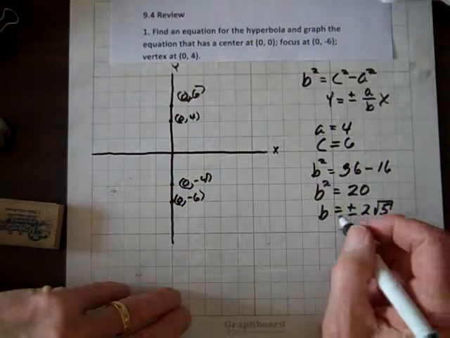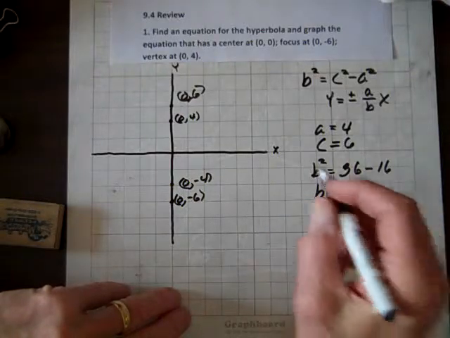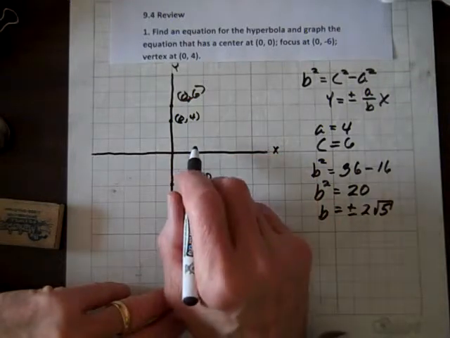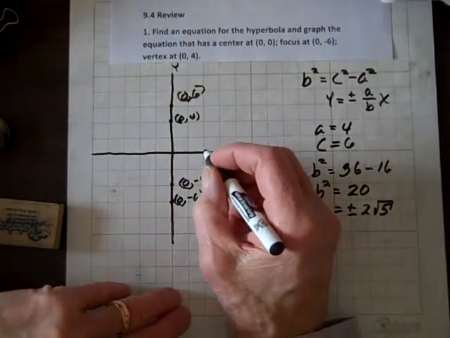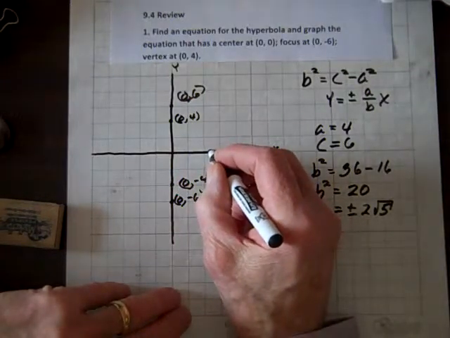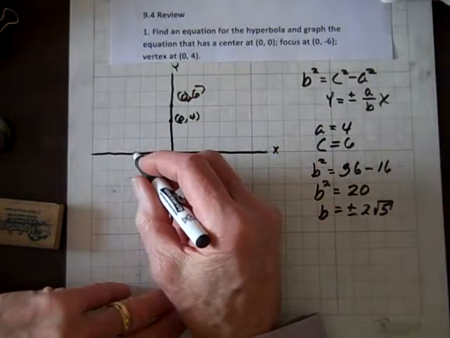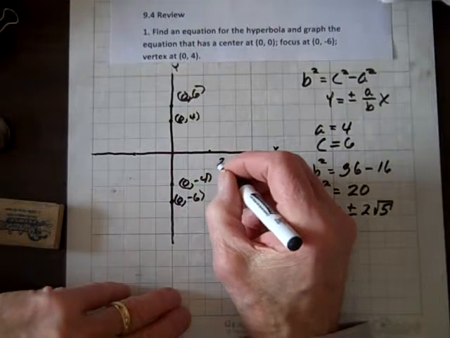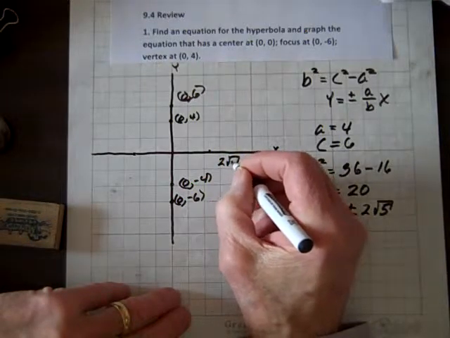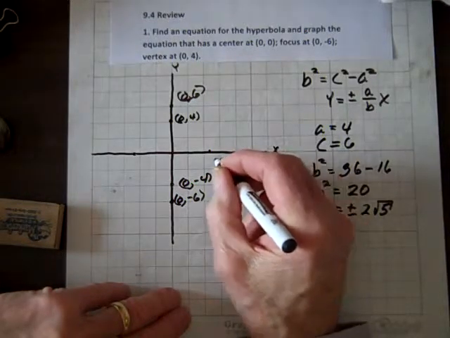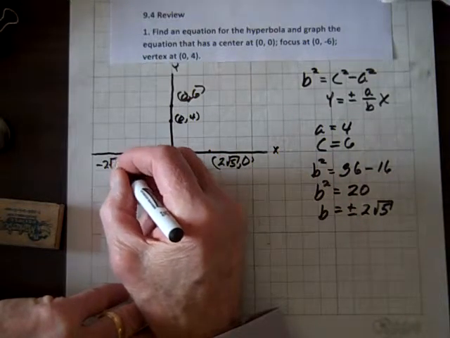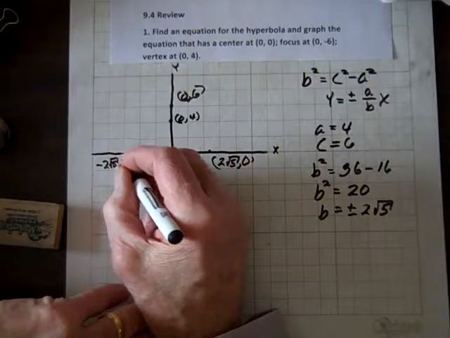So now, by the way, 2 root 5 is a little bit larger than 4. So we'll just make it 2 root 5 and 0, and -2 root 5 and 0.